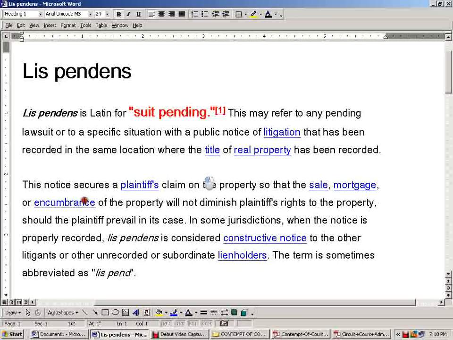Anyways, this notice, the lis pendens, secures a plaintiff's claim on the property so that the sale, mortgage, or encumbrances of the property will not diminish plaintiff's rights to the property should the plaintiff prevail in the case. In some jurisdictions, when the notice is properly recorded, lis pendens is considered constructive notice to other litigants or other unrecorded or subordinate lien holders. The term is sometimes abbreviated as lis pend.